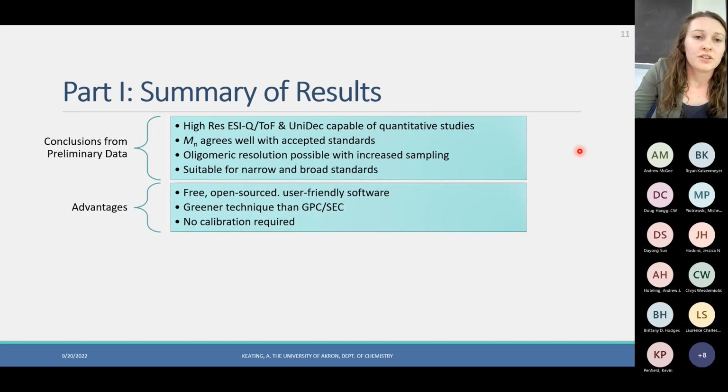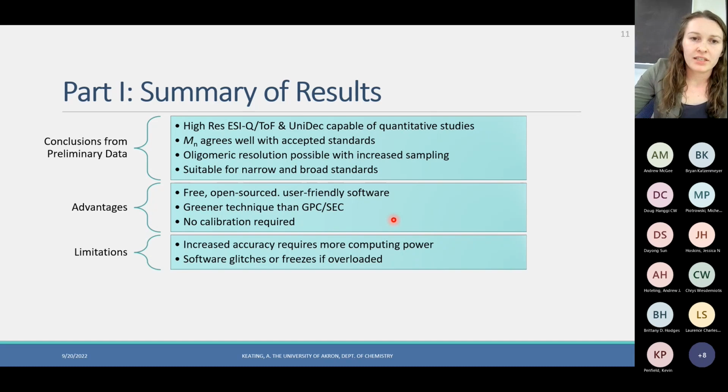The advantages are obviously that it's a free, open source, user-friendly software. It's a greener technique than GPC and SEC because it doesn't require calibration. You can directly analyze the species and get a decent mass analysis that way without consuming a ton of solvent.